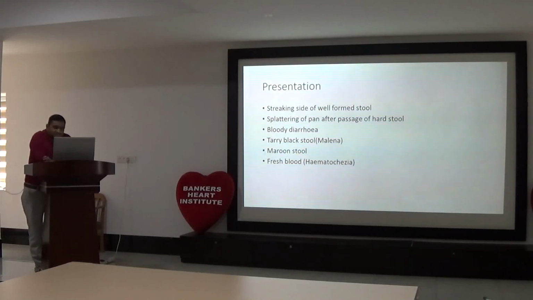So the presentation of this bleeding varies from streaking on the side of the stool, where there will only be a streak of blood on the stool, to splattering of blood after the passage of hard stool. The first will happen in fissure, then in hemorrhoids. There might be bloody diarrhea, maybe mucus discharge, which happens in ulcerative colitis, tarry black stool which is melena, then maroon stool, fresh blood. So different presentations may be there.